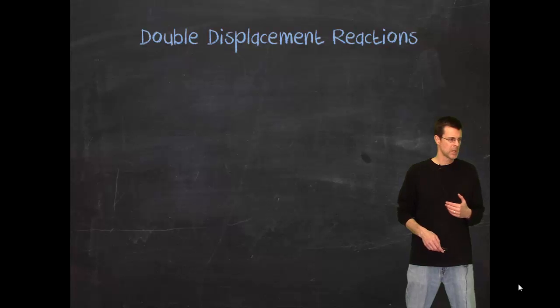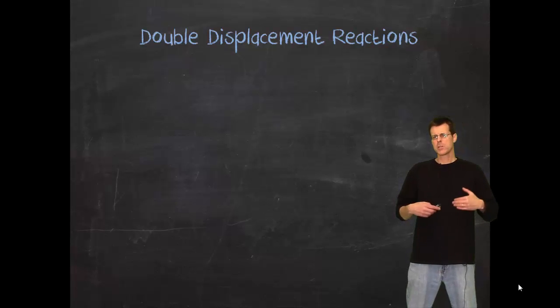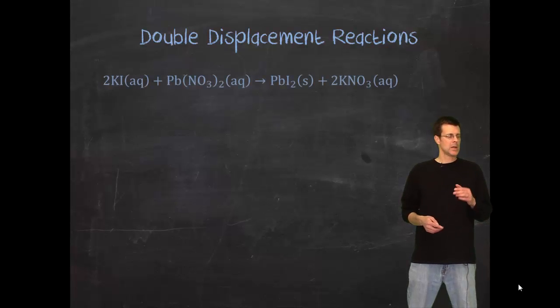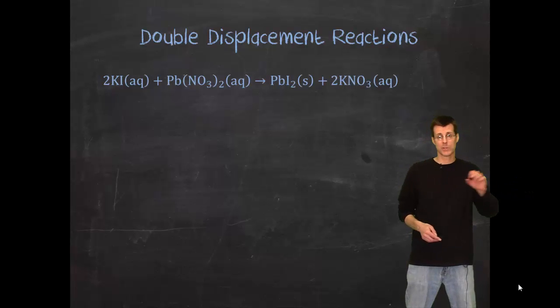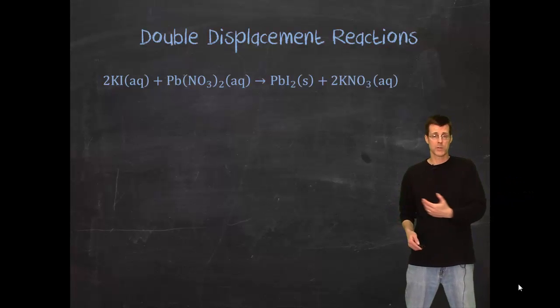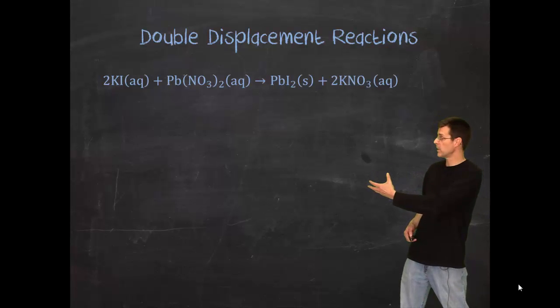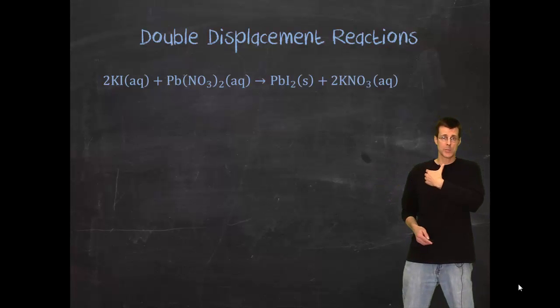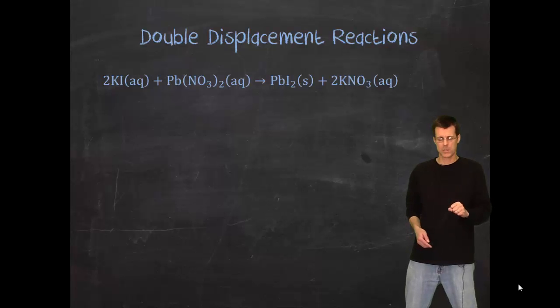Okay, moving on. Double displacement reactions. Double displacement reactions are where we're going to spend most of our time writing net ionic equations. They are a little bit harder to pick out what's going on simply because we don't have an element becoming a compound or one part of a compound becoming an element. We've got a compound and a compound reacting to form a compound and a compound. So it takes a little bit more skill.